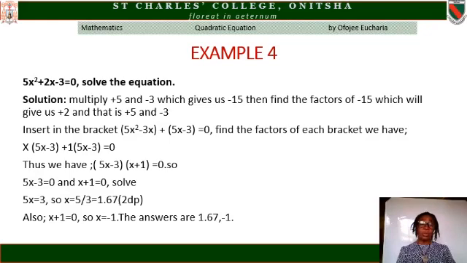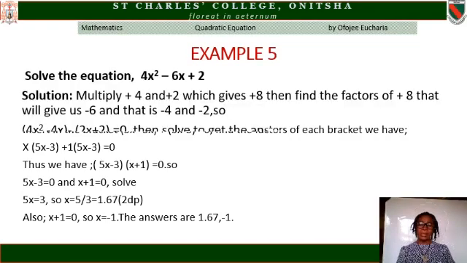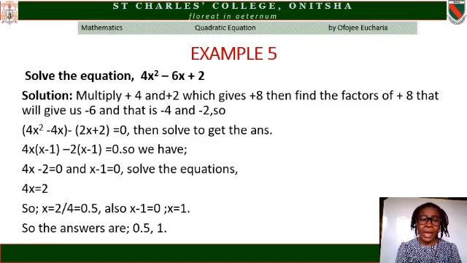Then we also go on to solve for the simple equations: 5x minus 3 equals 0 and x plus 1 equals 0. And so, in the first answer, what we have is x equals 5 over 3, which when we put to 2 decimal places, we have it to be 1.67. Also, in the next, x plus 1 equals 0, x is equal to minus 1. So the answers are 1.67 and minus 1.